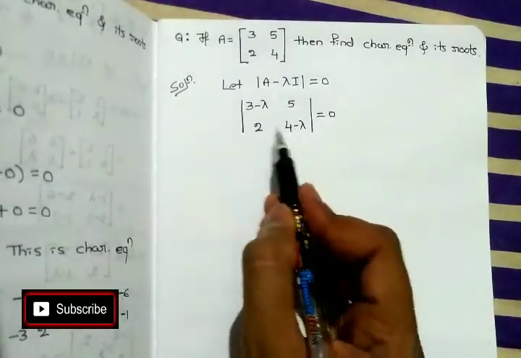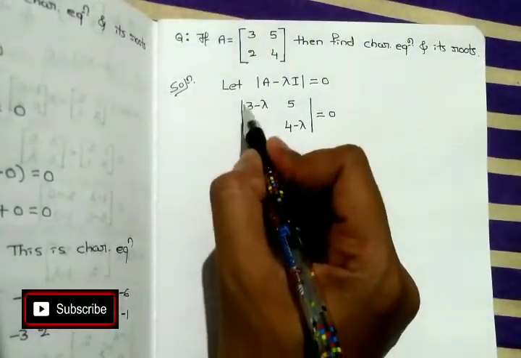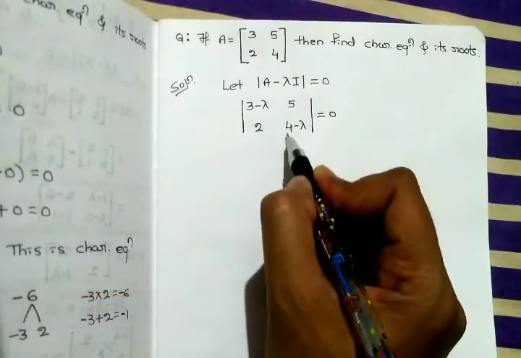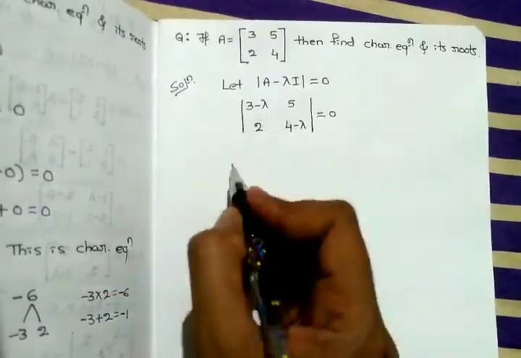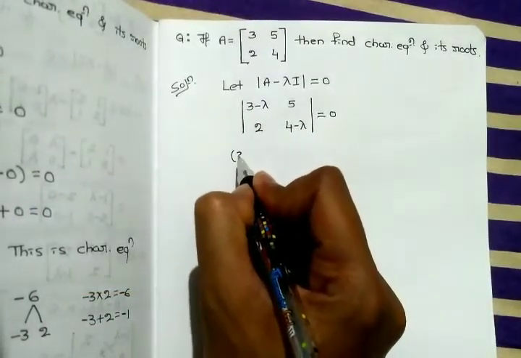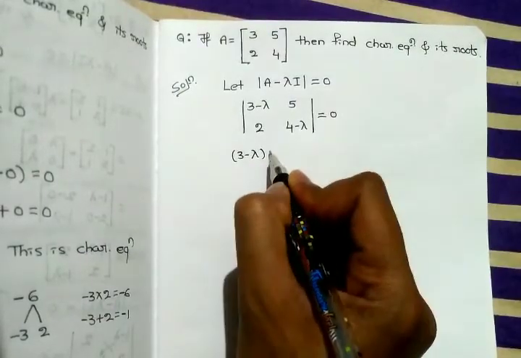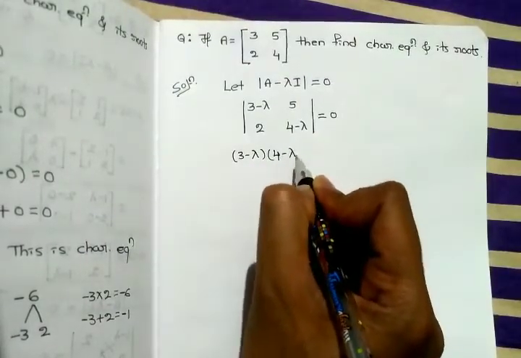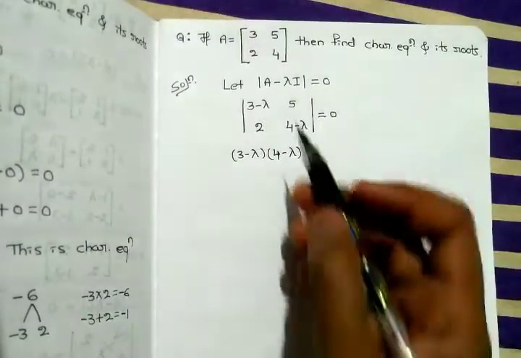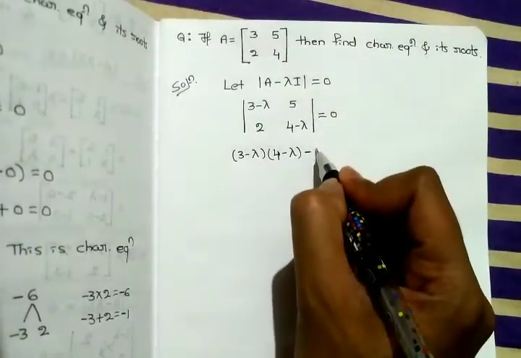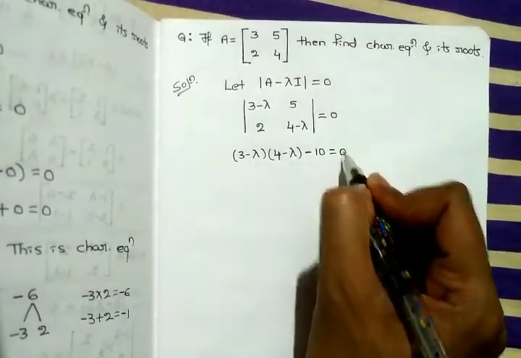Next, apply the second order determinant rule. In the first element two terms are there, and the last element also has two terms, so keep them as they are. So (3 minus lambda) into (4 minus lambda), middle negative sign, 2 into 5, 10, is equal to 0.